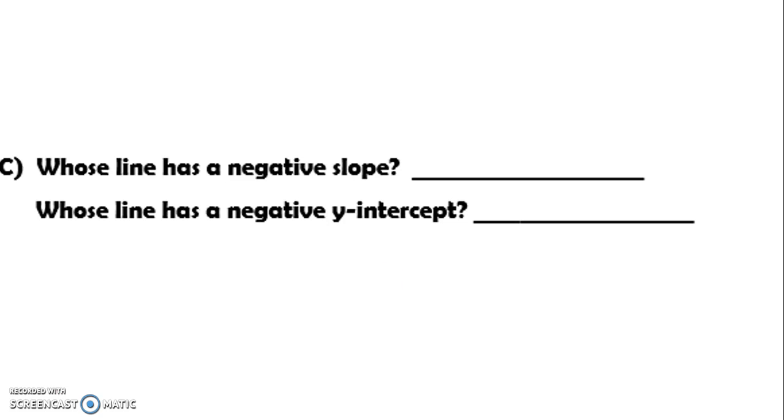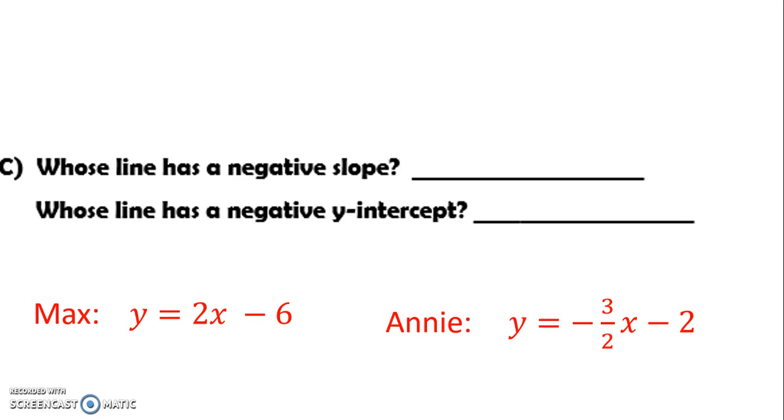C asks us whose line has a negative slope and whose line has a negative y-intercept. If you remember from part A, Max's line was y equals 2x minus 6, and from part B, Annie's line was y equals -3/2 x minus 2. Looking at that, the negative slope would be Annie. And whose line has a negative y-intercept? Well, they both do. Max has a -6, and Annie has a -2. So the answer to C would be Annie, and then the second question is Max and Annie.